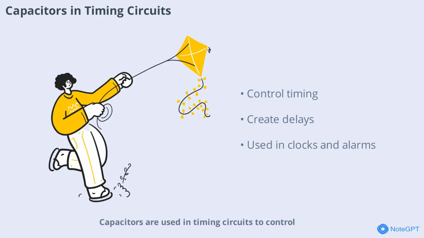Capacitors are used in timing circuits to control how long a device stays on or off. By charging and discharging at predictable rates, they create delays and oscillations needed for clocks, alarms, and timers. Timing circuits are found in everything from microwave ovens to traffic lights.